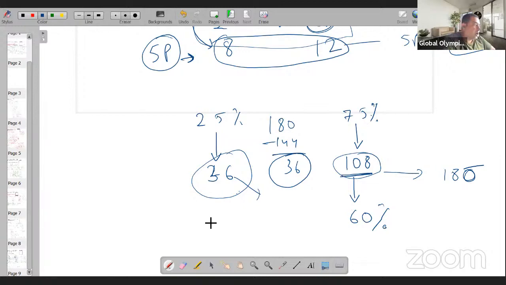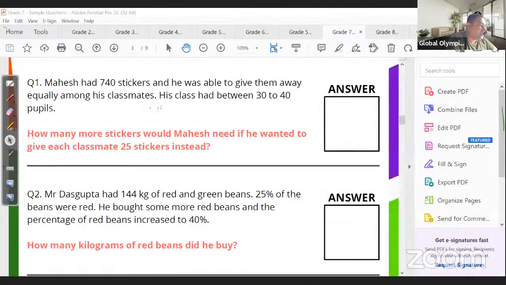Good job. All right. So this was grade 7, question 2. Now we'll do grade 8, question 2.